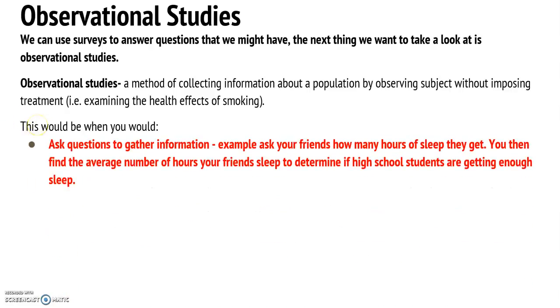So when would we use an observational study? That would be when we want to ask questions to gather information. An example would be to ask your friends how many hours of sleep they get. You can then find the average number of hours your friends sleep to determine if high school students are getting enough sleep. So you're not imposing a treatment. You're not telling them to sleep this amount of time or that amount of time. They've already slept that amount of time, and then you're seeing whether or not the sleep is affecting their work.